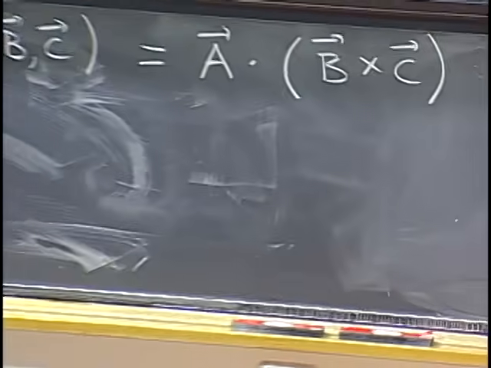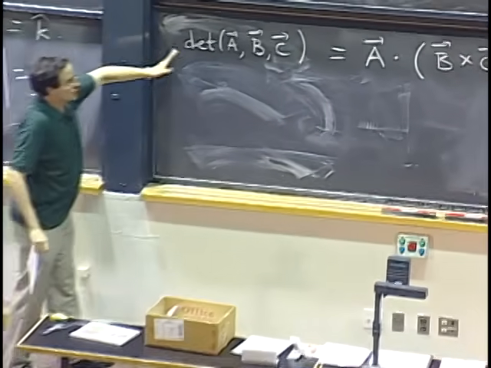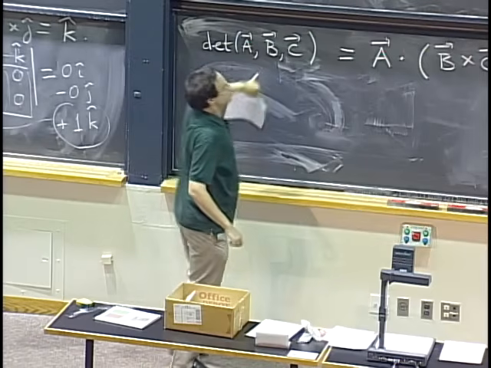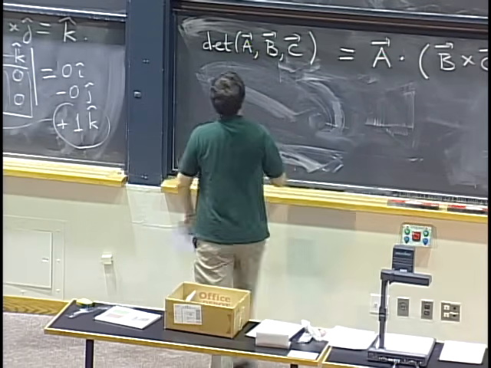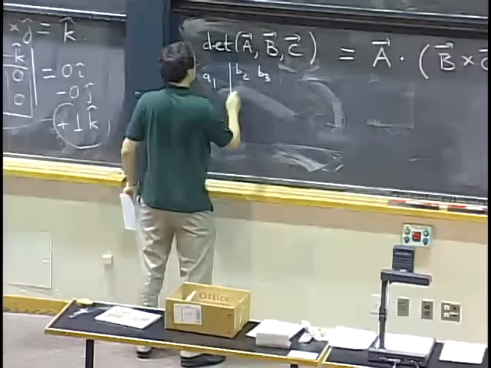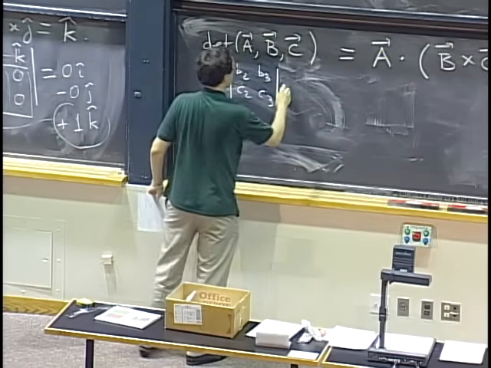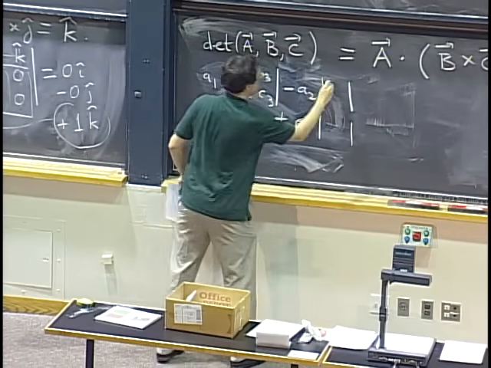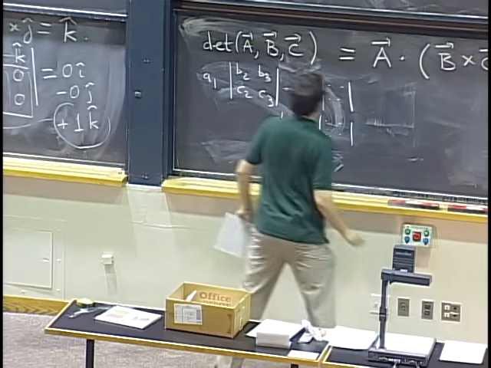Well, that looks good geometrically. Let's try to check whether it makes sense with the formulas. Just one small thing. So we saw the determinant is A1 times the determinant of B2, B3, C2, C3, minus A2 times something, plus A3 times something. I'll let you fill in the numbers.